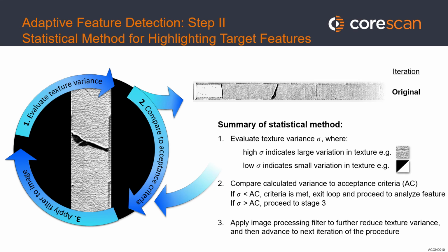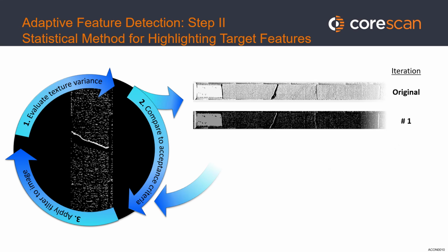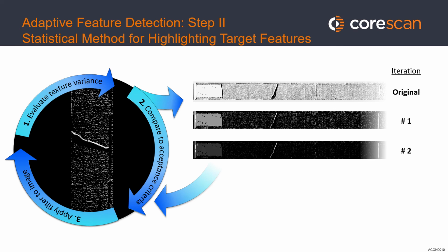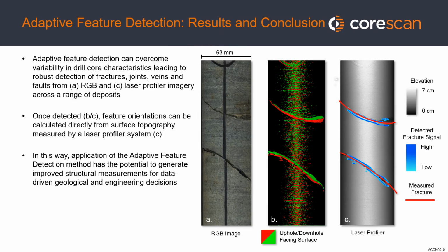Here is a single row of drill core which has some texture and a couple of fractures cutting across the core. With each iteration, a filter is applied to reduce texture variance. The newly filtered image is passed back into the algorithm, and the texture variance is reevaluated and addressed accordingly. Finally, this process is repeated until the acceptance criteria is met. Using this method can overcome variability in drill core characteristics, leading to robust feature detection.